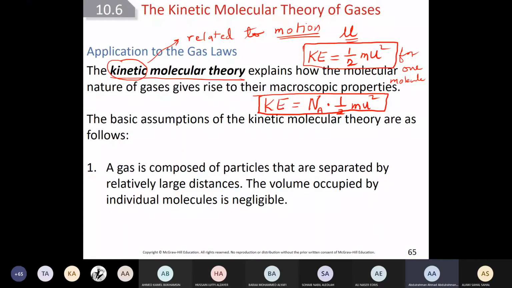Okay, is this clear? Doctor, why do we multiply? Why don't we divide? If it's one molecule, this is what you have. If this is the one for one molecule, and you want it for two molecules, what should you do to calculate the kinetic energy of two molecules? Multiply by 2. Very good. If you want Avogadro's number of molecules, which is 6.02 times 10 to the power 23, you multiply or divide?